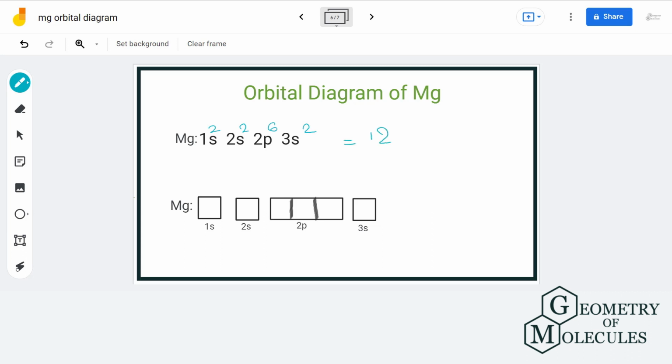Now let us arrange electrons in orbitals. S can hold maximum of 2 electrons, so we will place 2 electrons in it with opposite spin. Same with 2s. Next comes 2p. We are left with 2 more electrons, and based on the Hund's rule, we know how the remaining 2 electrons will be arranged in this orbital. So this is the orbital diagram for magnesium.